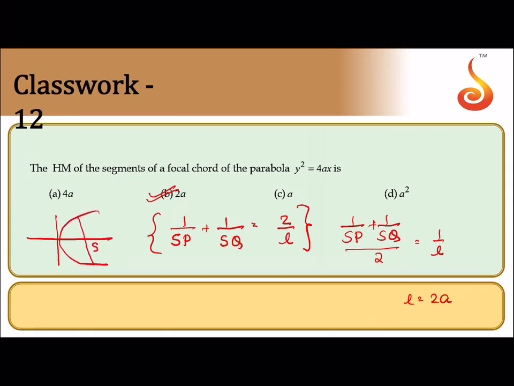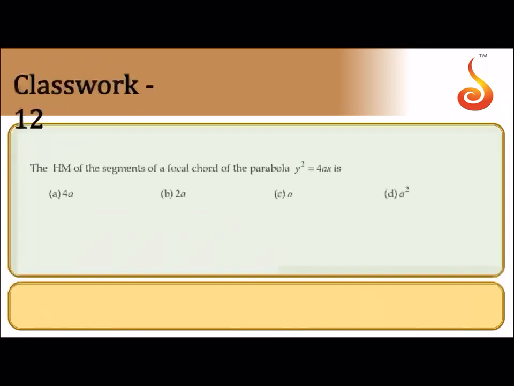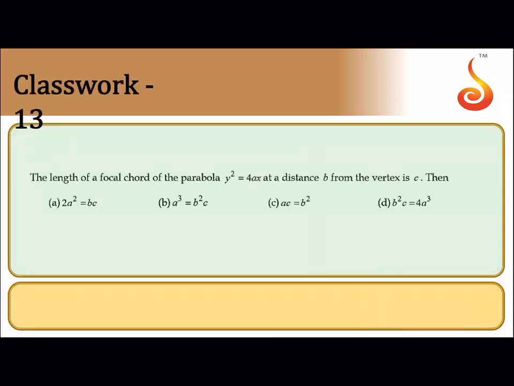So please remember, I will draw the diagram for your more convenience. So this is the focal chord and this is S and this is P and this is Q. This is valid for what? L is the semi-latus rectum. So option B is correct.